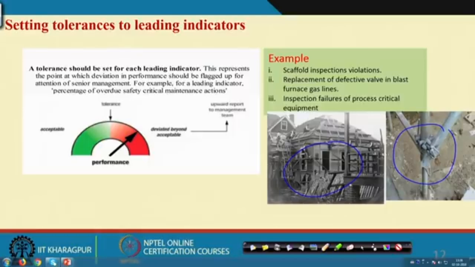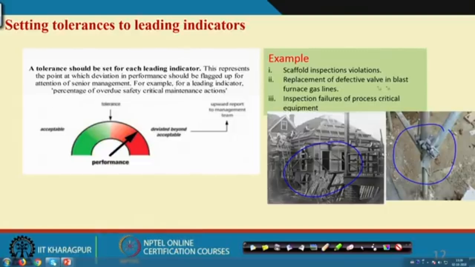So, let's see, these are the scaffoldings. Scaffold inspection violations: how many scaffolding inspections will you be doing? If you do not do scaffolding inspection 100%, then it is a very, very serious deterioration of effectiveness. Whenever we put up scaffoldings, you have to have 100% inspection. There the deviation is zero.